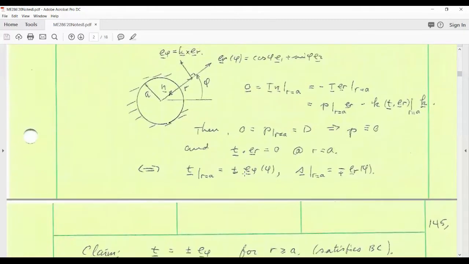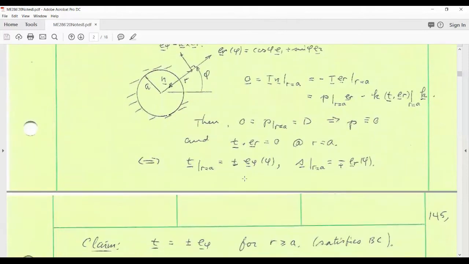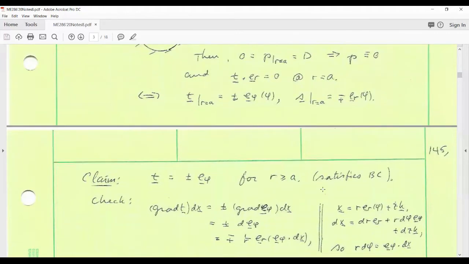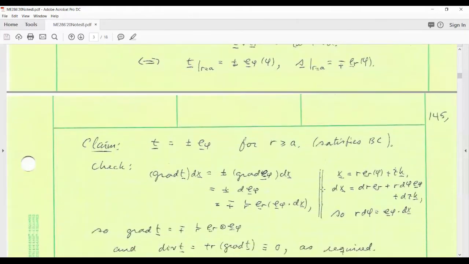Well, so this is true. We're seeking the vector field T in the material region exterior to the hole. T is purely azimuthal at the hole boundary, and it has to have 0 divergence in the material region. So I'm claiming that, in fact, T is E phi apart from sign in the material region as well. First of all, it's obvious this satisfies the boundary condition. It only remains to check the 0 divergence condition.